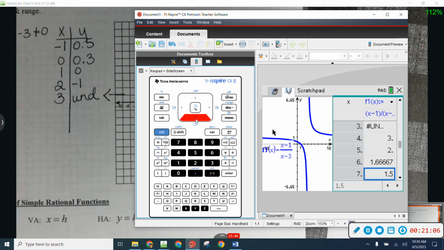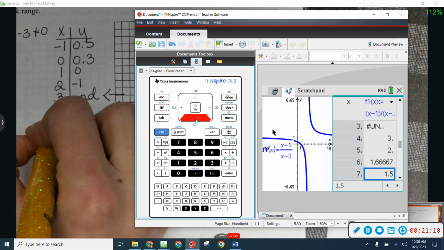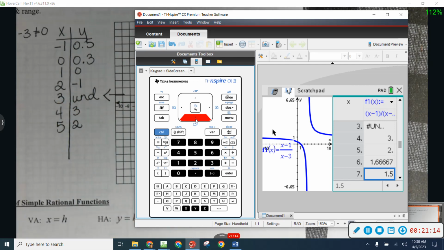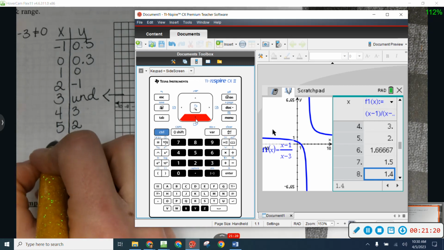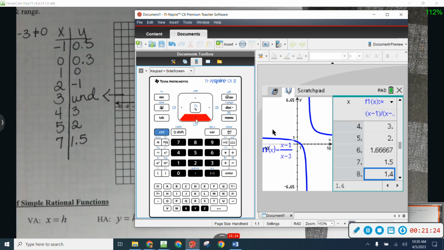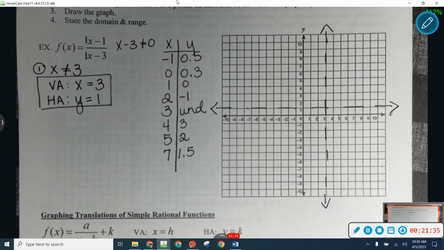And then you're going to have 4, 3, 5, 2. I'll just skip 6 and do 7, 1.5, and that should be enough. Because all it's going to do is come back really close to 1, but never actually get 1. Okay? Y'all good with how to get points for your table? Okay.